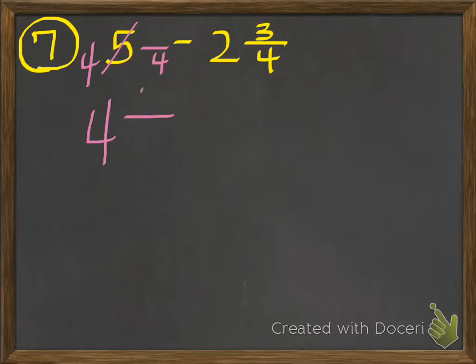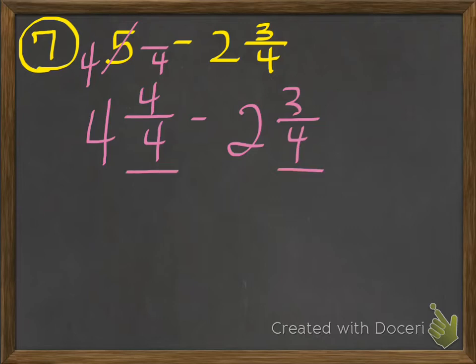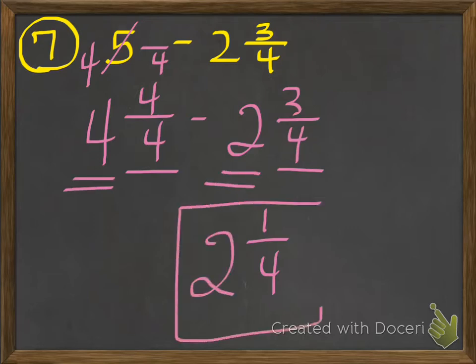Okay, and a whole would be 4/4. Okay, 1 whole is 4/4, and I add that to my whole number 4. Okay, 4 and 4/4 is the same as the number 5. Minus 2 and 3/4. I subtract the fractions first. 4/4 minus 3/4 is 1/4, and then subtract the whole numbers. 4 minus 2 is 2. You get 2 and 1/4.